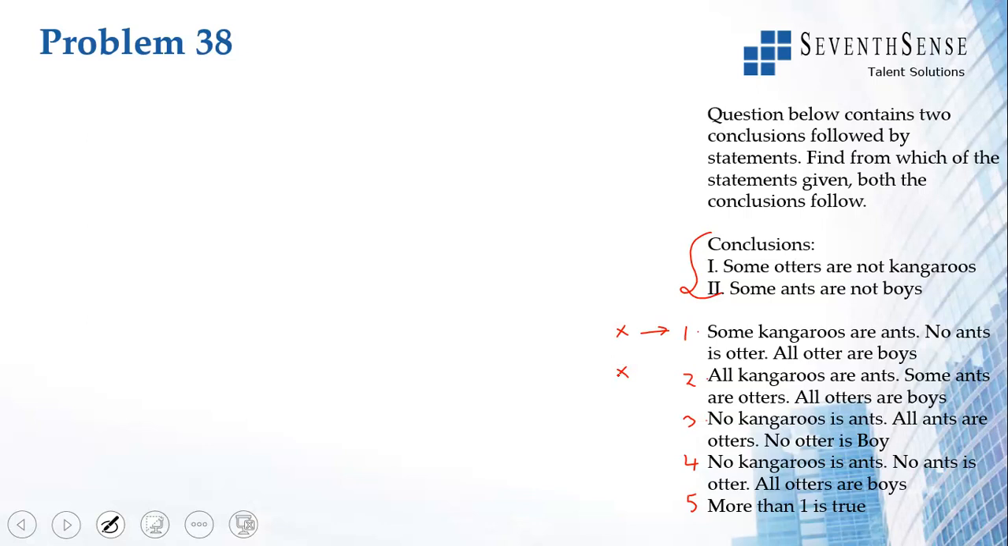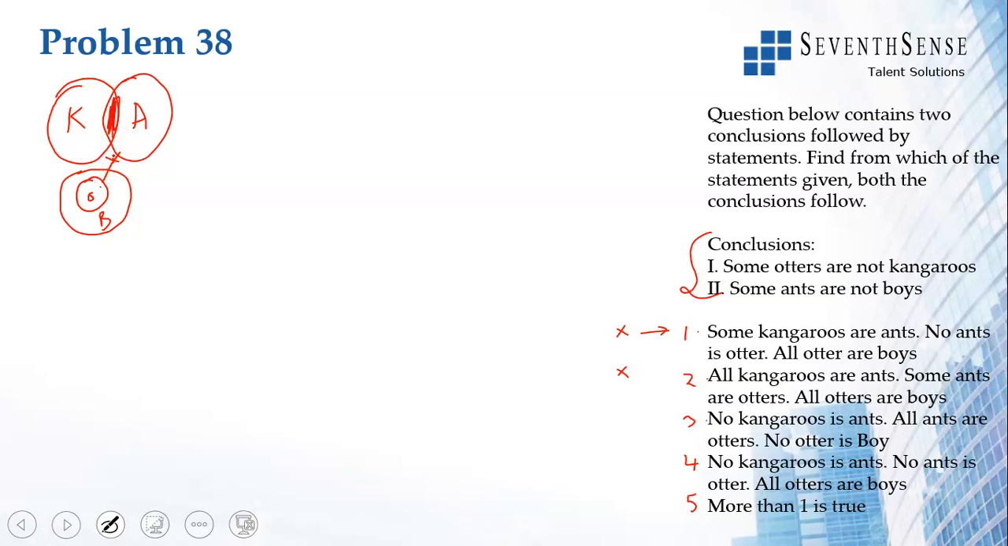Let us see. Some kangaroos are ants. Let us draw the first option here. I will draw the basic diagram. Some kangaroos are ants. Then no ant is an otter. So no ant is an otter. This is otter. And then we have all otters are boys. Correct. Some kangaroos are ants, which is this area. No ants are otters. And all otters are boys.